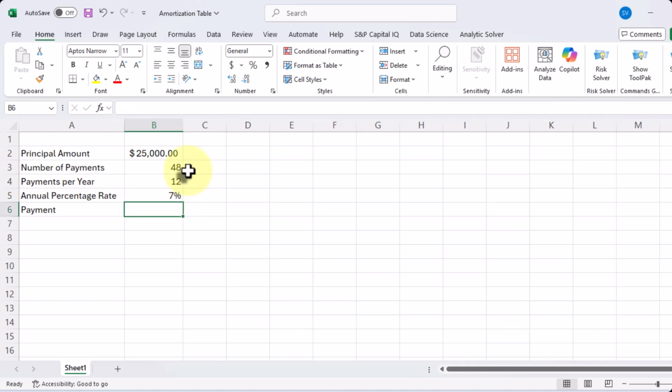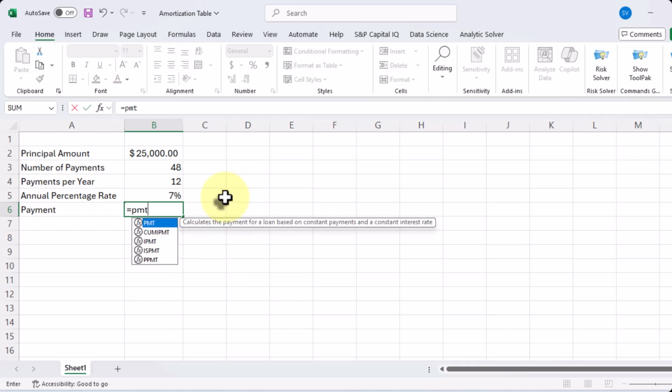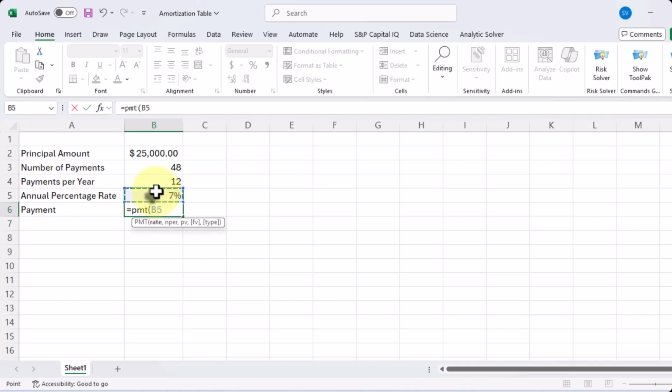And then we're going to use the payment function, or equals PMT, in Excel to calculate our payment. So I put in equals PMT, and then in parentheses, the first one is the rate. Our rate's going to be 7%, but we want to divide that by the number of payments per year to get our periodic rate or our monthly rate. NPER stands for number of periods. That's going to be our number of payments. Our present value is our loan amount. And I'm going to make this negative because I want the payment to be a positive number. So I'm going to put in negative and then the principal amount there.